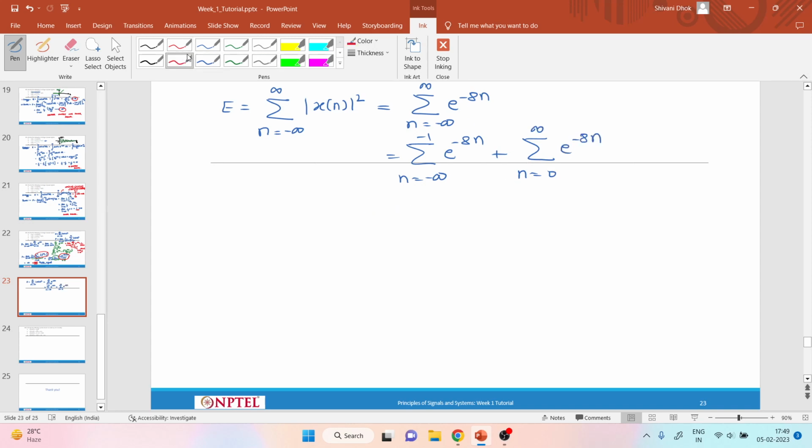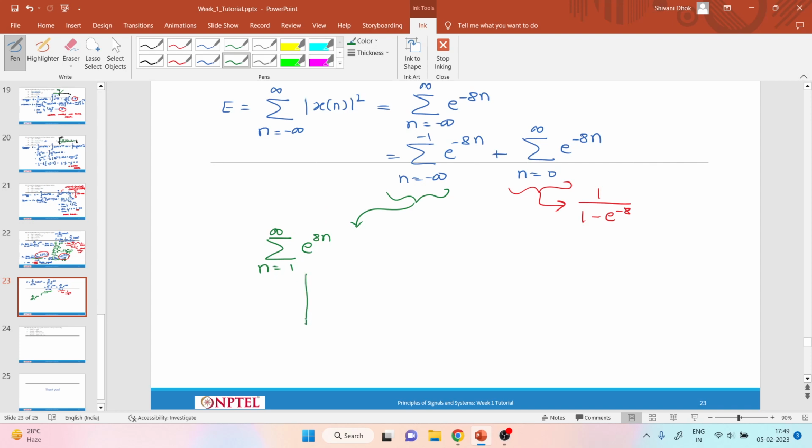So if we consider this summation here, this summation is a geometric progression, and now it is an infinite geometric progression. So we can just have it as 1 minus e power minus 8. So this is okay. Now if we look at this summation here, this is summation n running from, we can just again make the same substitution, that is n as minus n, so it will become from n equal to 1 to infinity e power 8n.